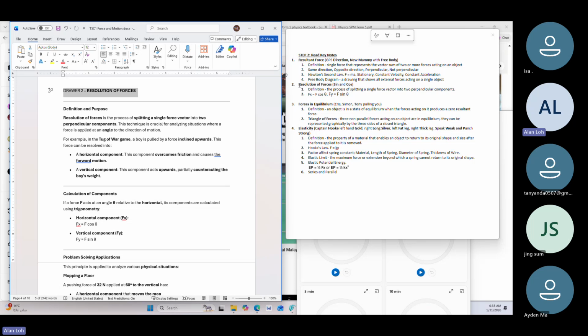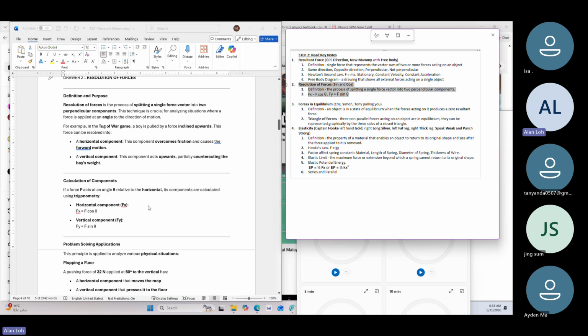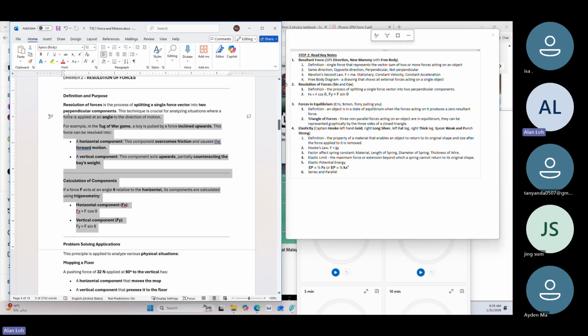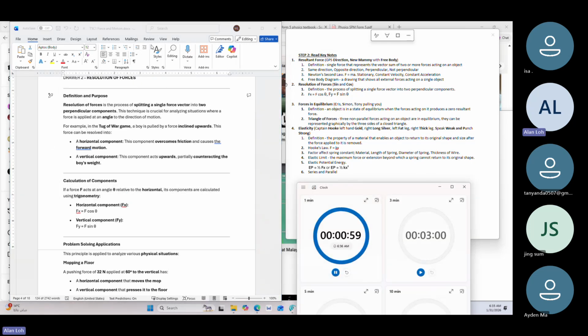So, as you know, I think you have done this drill already in drawer number 1. We are going to focus here on these three lines. Don't worry about those texts now. Just focus on these 3 lines. Resolution of forces. Now, we will read for 1 minute here. Okay, let's do it again, the same drill. 1 minute.